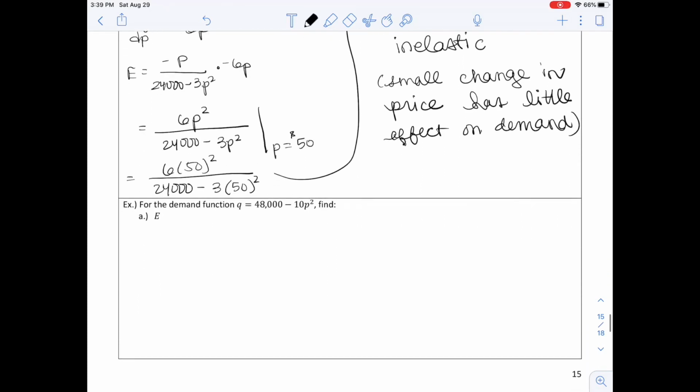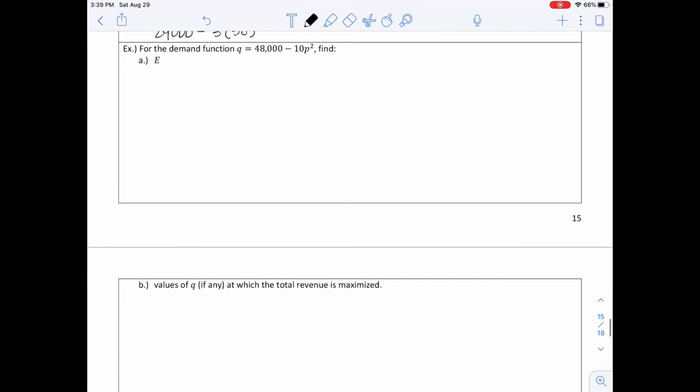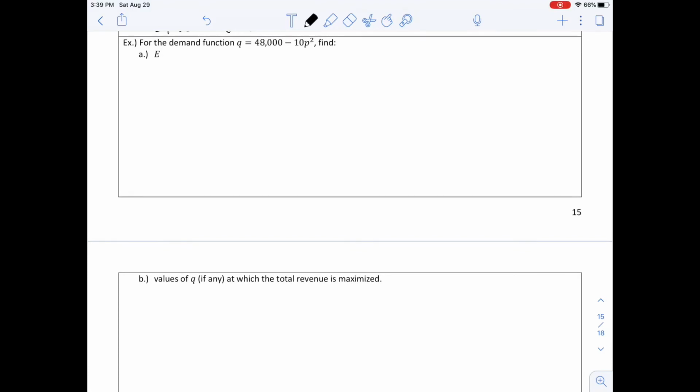The next example that we have says for the demand function, Q equals 48,000 minus 10p squared, find E. So again, in order to find E, we have a formula that I'm going to go ahead and copy down first, and E is equal to negative p divided by Q times dQ/dP. So we have our Q function that was given to us, and we need to take our derivative, and we have dQ/dP, which is going to be equal to negative 20p.